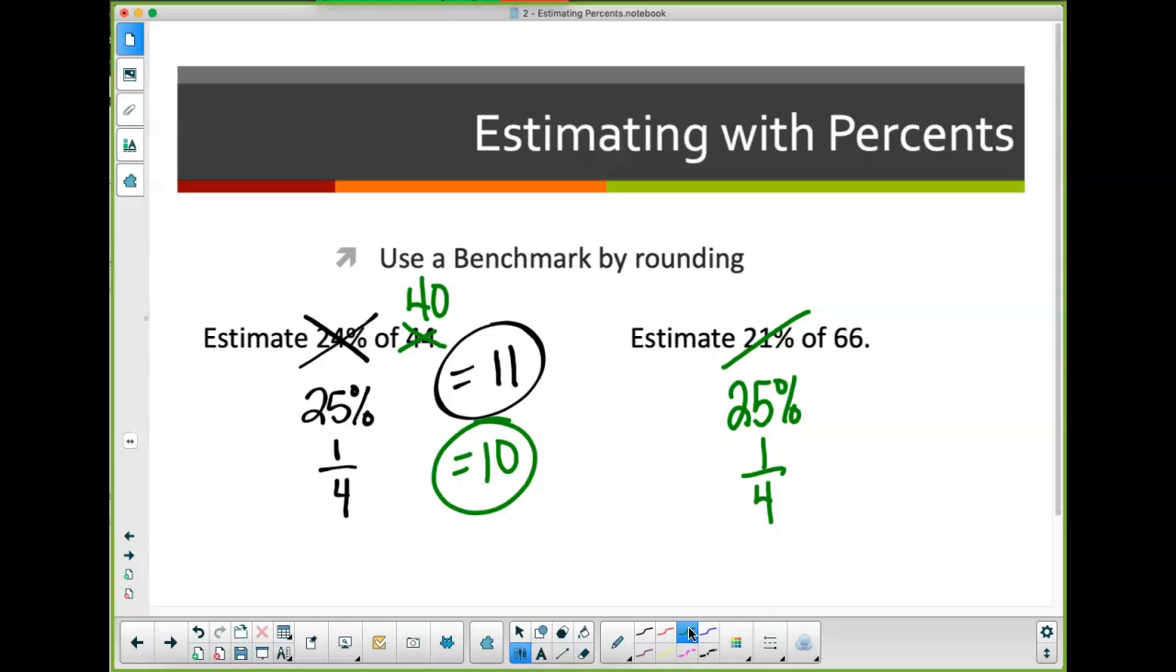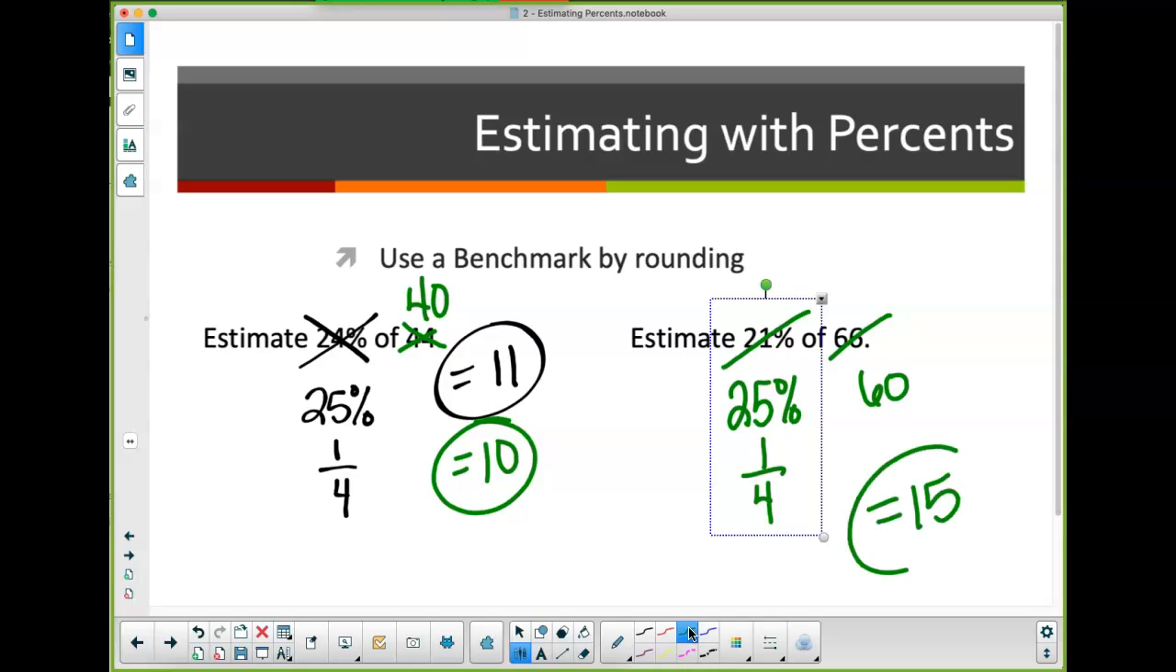Okay? So I'm going to change this to 60. So you can change both numbers within reason. I don't want to make 66 all the way down to 10 or something like that. But within reason, you can change the number. So 1/4 of 60, if I divide by 2 twice, my answer is about 15. An estimate there would be 15. Questions there? Okay, let's try a couple more.